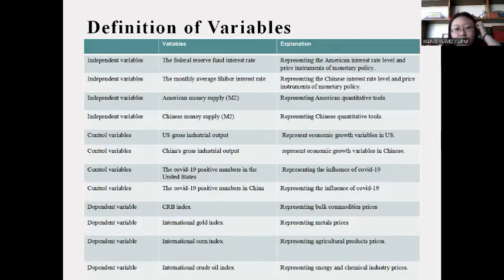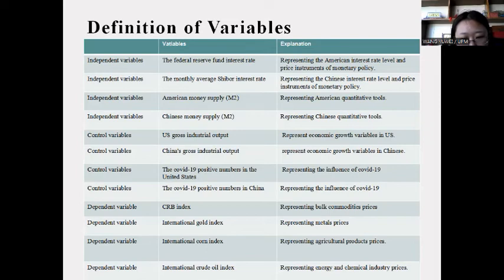Next is the definition of variables. I want to use four independent variables: the Federal Reserve fund interest rate and the monthly average shipping interest rates, and the American and Chinese money supply. And I want to use four control variables: US and China's growth in industrial output and US and China's COVID-19 positive numbers. And for dependent variables, the CRB index will represent the overall commodity prices.